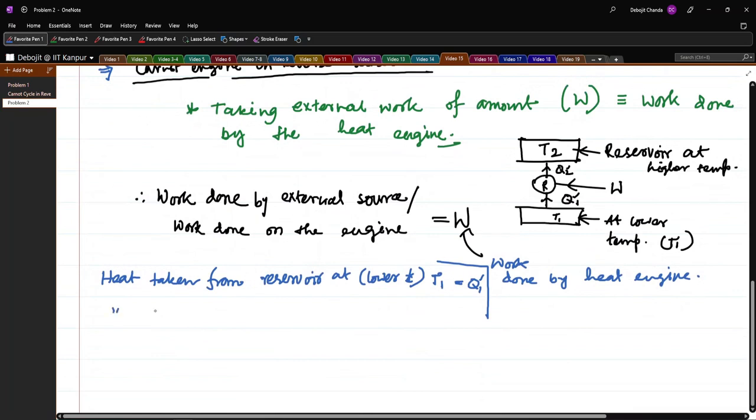Similarly, heat given to the reservoir at higher temperature, this should be capital T, T2, is equal to Q2 dash. So in this case also W is Q2 dash minus Q1 dash.